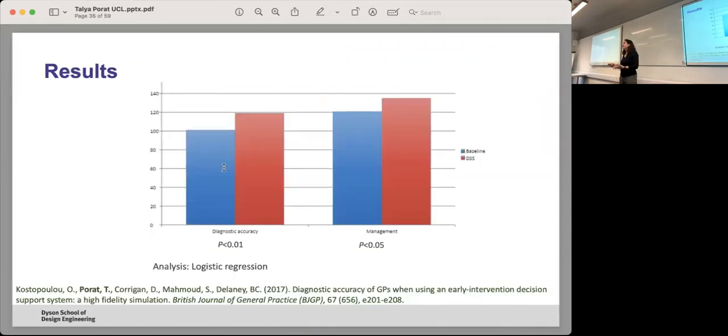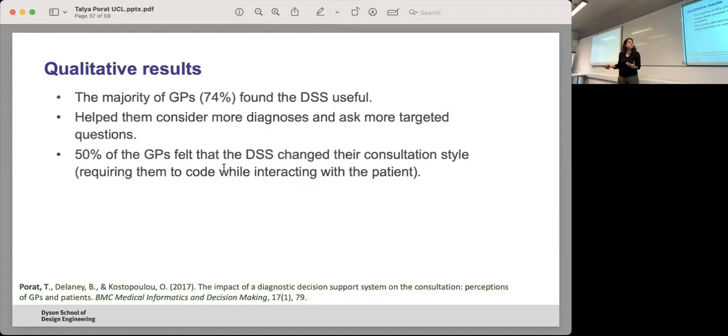And we did find that using the tool did improve the diagnostic accuracy without increasing the tests they did, like blood tests and referrals. The qualitative result, we also asked them, so the majority of GPs found it useful. They said mainly that it helped them consider other diagnoses that they might have not considered without the tool, but 50% of the GPs felt that it changed their consultation style.